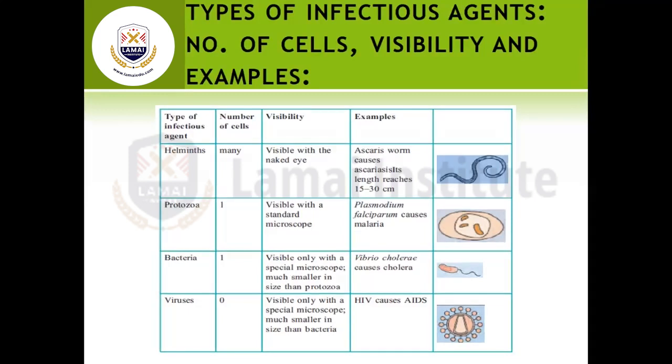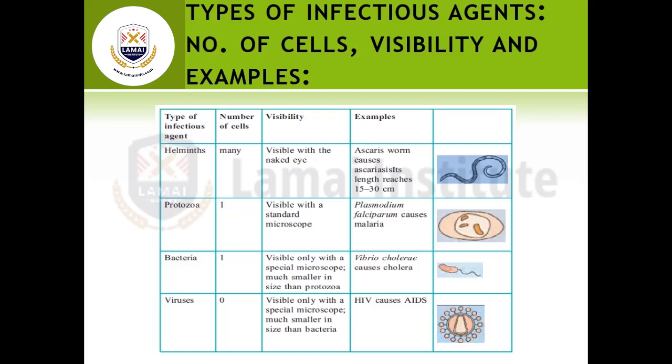Now, the other thing we may want to look at is the types of infectious agents that are there. We can classify them as helminths. Again, we also have a type of infectious agent that we refer to as protozoa. Then the other one is bacteria. Then the other is viruses. Now let's say a few things about these infectious agents.